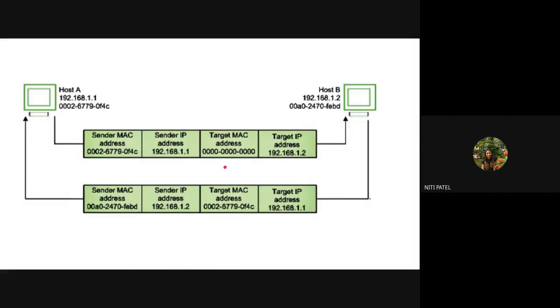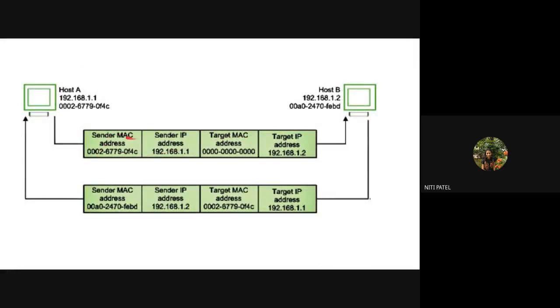So how is it? Let us see from the diagram. I have two systems, host A and host B, two computers that are communicating. Both systems have a requirement of having an IP address and a MAC address along with the data to be transmitted. So when host machine A transmits the data to host machine B, what is going to happen?